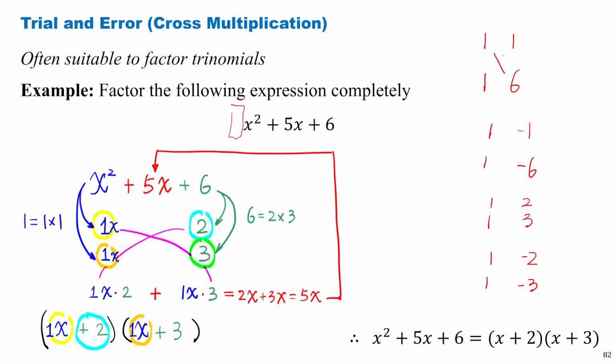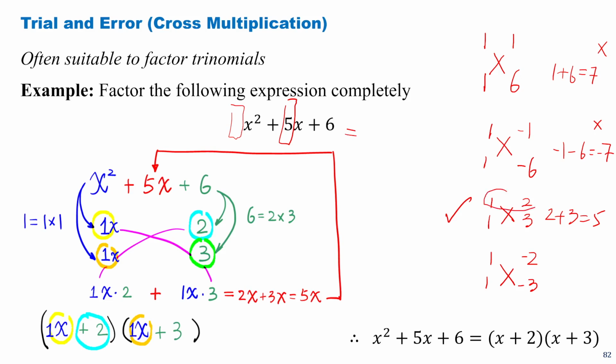And then in each of the cases, you need to ensure the sum of the cross product will give you exactly the coefficient in the middle, right? For the first case, we have 1 plus 6, which is 7, so this is not the case. For the second case, we have negative 1 minus 6, which is negative 7, again, not the coefficient in the middle. In the third case, we have 2 plus 3, which is 5, which is exactly the coefficient in the middle. So the third case is usable, right? And therefore, this trinomial can be factorized.